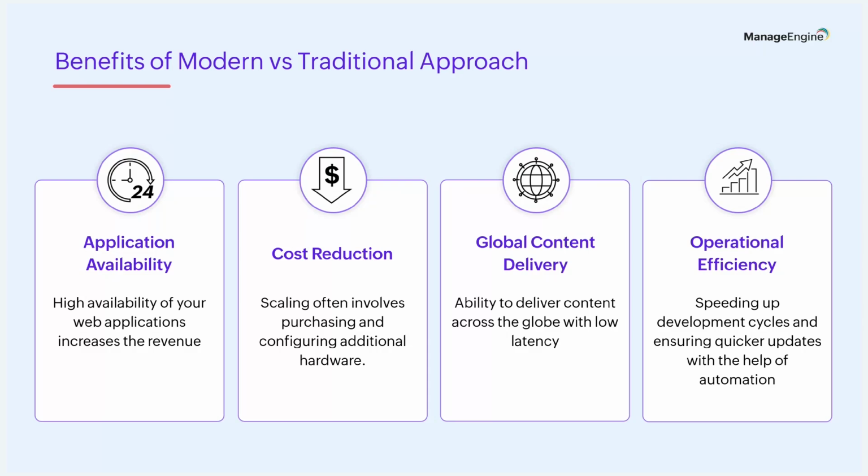Operational efficiency was low in traditional approaches because deployment, scaling, and maintenance were done manually. Here, modern DevOps practices such as CI/CD, infrastructure as code, and container orchestration automate these processes. Microservices architecture also improves flexibility, allowing updates without downtime. Overall, modern application development offers better availability, lower cost, faster global delivery, and improved efficiency compared to the traditional methods. These benefits help businesses stay competitive and responsive to changing demands.